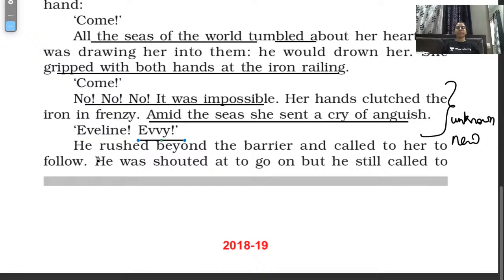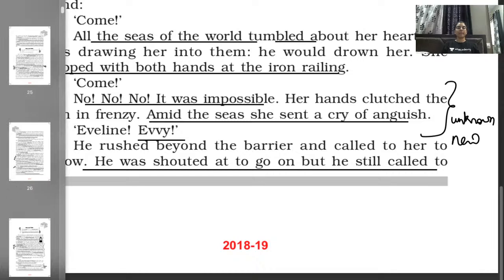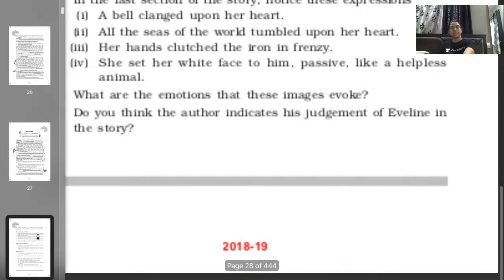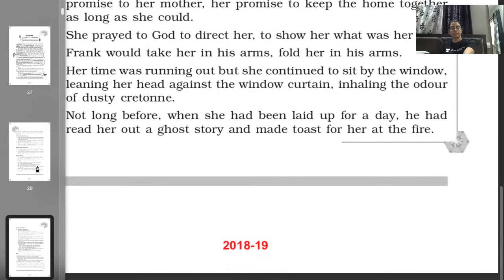Eveline, Evie. He rushed beyond the barrier and called to her to follow. He was shouted at to go on, but he still called to her. He was scolded by the captain of the ship that he should come back. But still he kept on shouting her name.